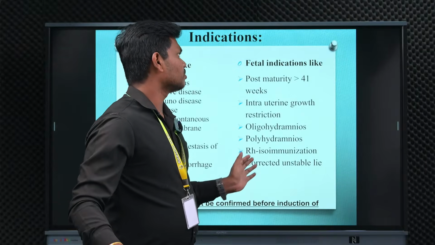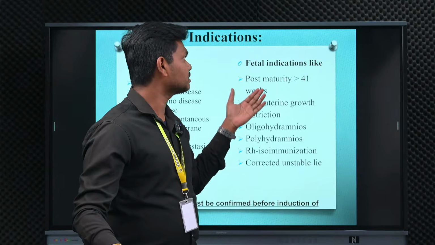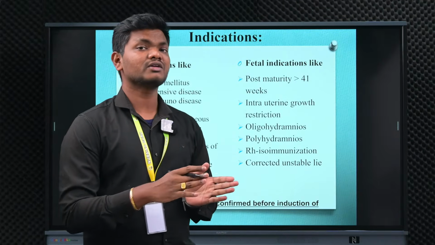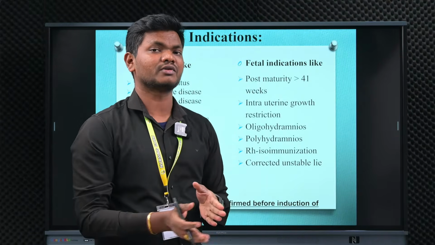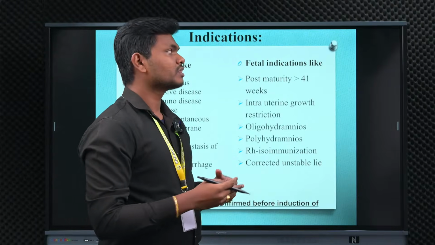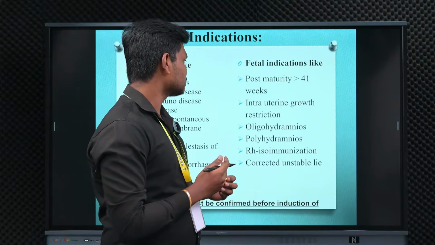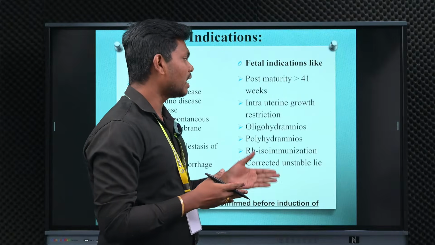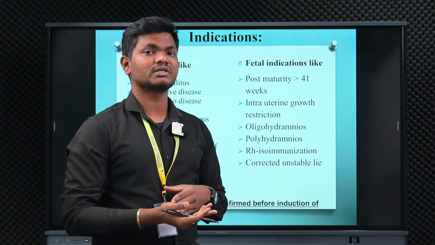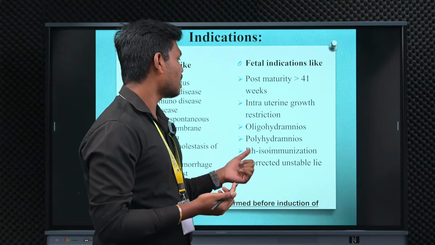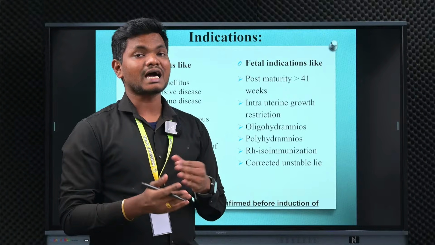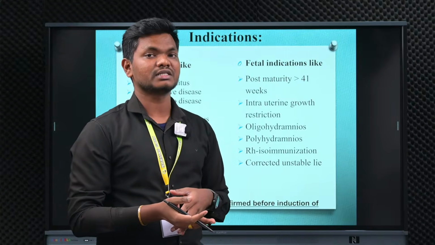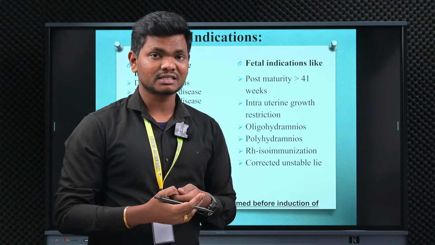So these are the maternal indications. And the fetal indications are like post maturity, where the pregnancy continues more than 42 weeks, or more than 40 or 41 weeks, then we can induce the labor. Then intrauterine growth restriction, and oligohydramnios, which means a less amount of amniotic fluid, and polyhydramnios, excessive amniotic fluid in the uterine cavity, and Rh isoimmunization, and corrected unstable lie. After correcting the unstable lie of the fetus, we can induce the labor. So these are some of the indications of induction of labor.